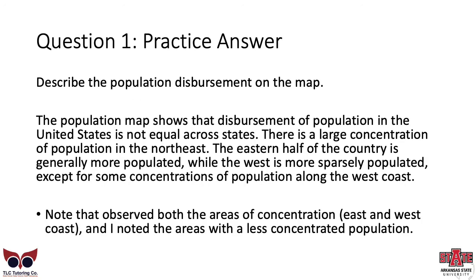Practice answer. Describe the population disbursement on the map. The population map shows that the disbursement of population in the United States is not equal across states. There is a large concentration of population in the northeast. The eastern half of the country is generally more populated, while the west is more sparsely populated, except for some concentrations of population along the west coast.